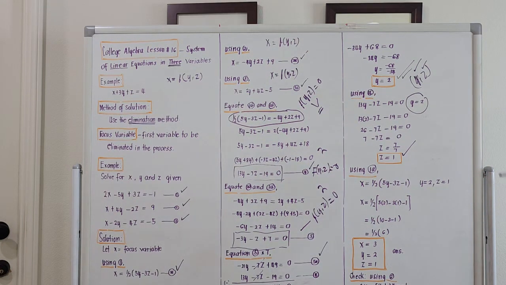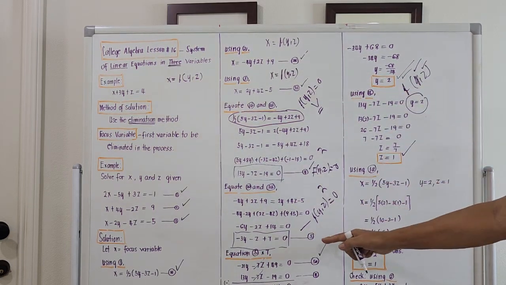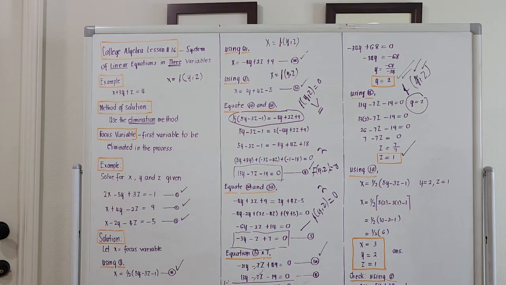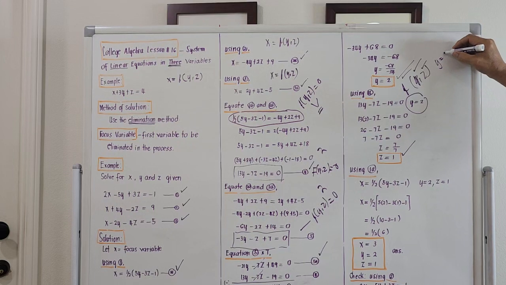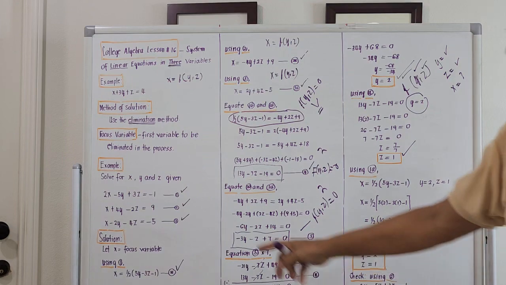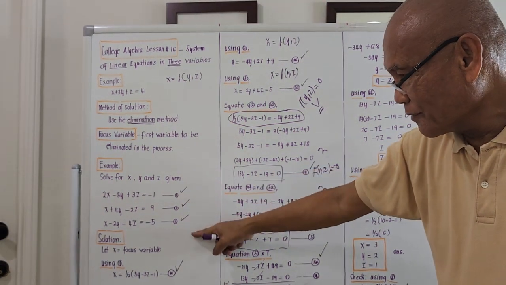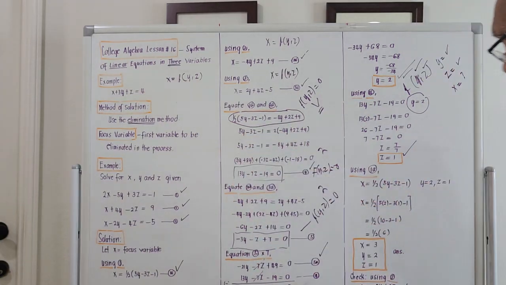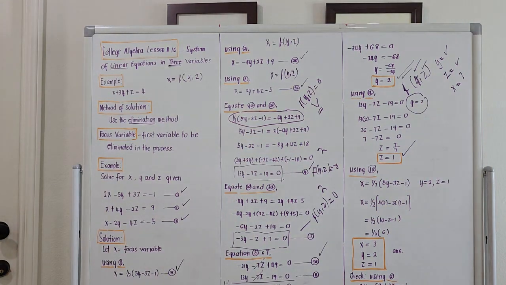Because equation number 4 only involves y and z, and we now know y, to compute for z, use equation number 4. We could also use equation number 5 if you would like. It's the same. So to compute for the third variable, because we now know y and we now know z, the only remaining unknown now is x, the focus variable. So we could go back to equation number 1, number 2, or number 3, and compute for the value of x.